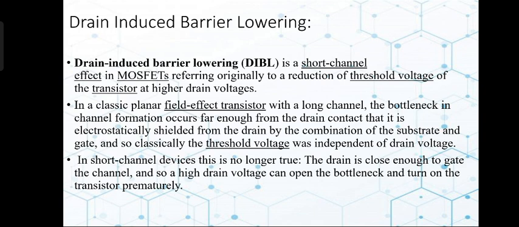Drain induced barrier lowering. It is a short channel effect in MOSFET referring originally to a reduction of threshold voltage of the transistor at higher drain voltages. In a classic planar field effect transistor with a long channel, the bottleneck in channel formation occurs far enough from the drain contact that it is electrostatically shielded from the drain by a combination of the substrate and gate. And so classically the threshold voltage was independent of drain voltage.